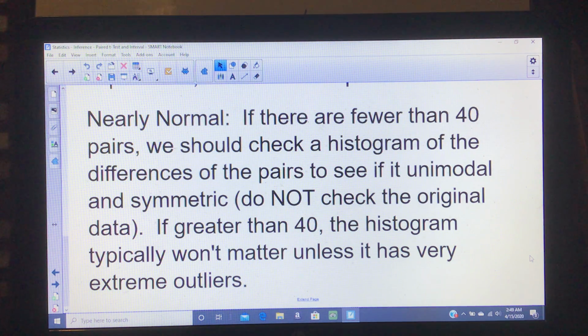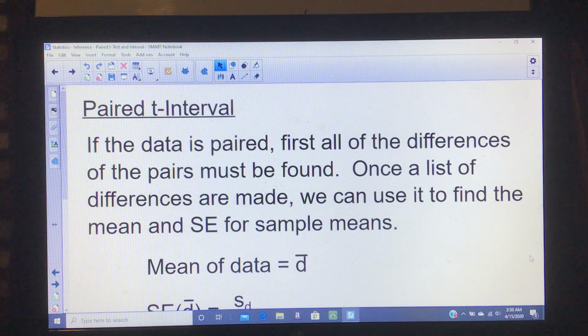If you're under 40, you want to make sure that the original distribution data is roughly unimodal and symmetric. If that's the case, then the central limit theorem will still work, and you'll get your sampling distribution to be roughly normal, usually a t-curve. All right, so still check the nearly normal condition. All right, so let's talk about the confidence interval first, and then we'll move on to the test.